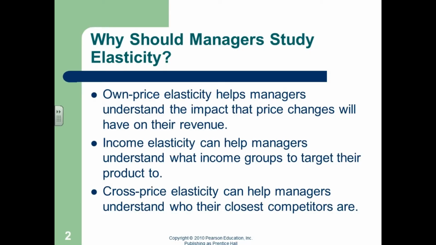Another form of elasticity which would be studied in this chapter is the income elasticity. Income elasticity is the response that consumers would have to any change in income. So if their income goes up by 10%, what would that do to their demand for your product? Would that increase the demand for your product by 10%? Would it increase it by less than 10%?